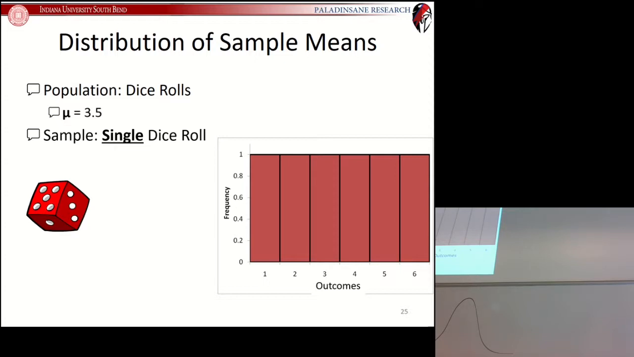We roll it again, it's a 6. The mean of that sample is a 6. We roll it again, it's a 1. The mean of that sample is a 1. We roll it again, it's a 3. The mean of that sample is a 3.